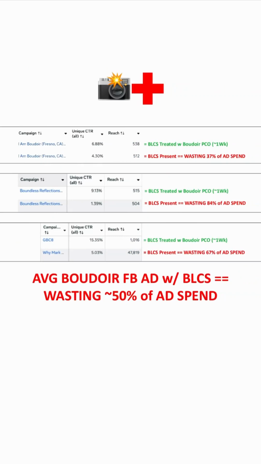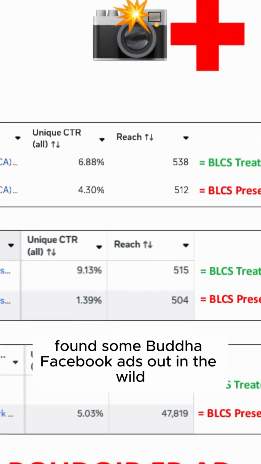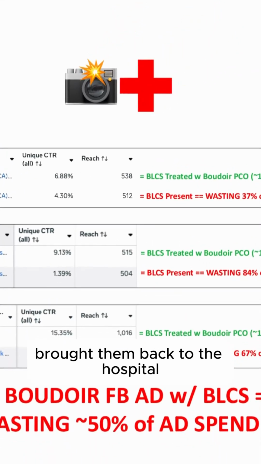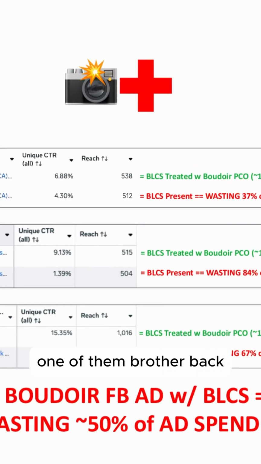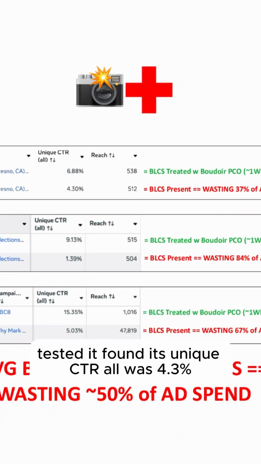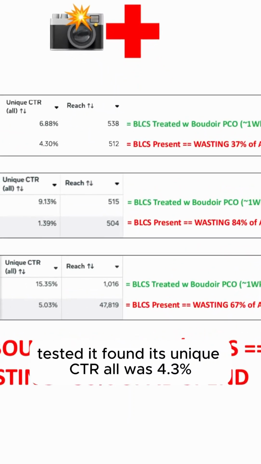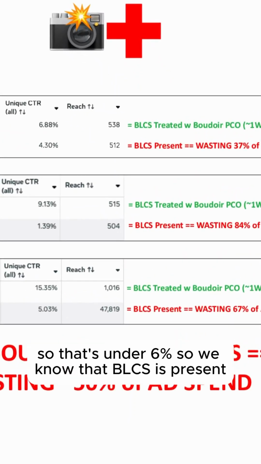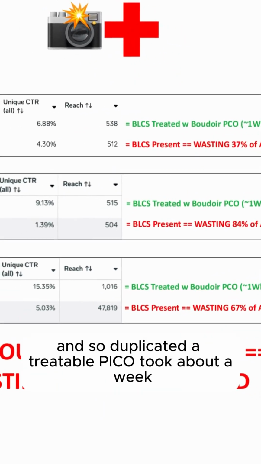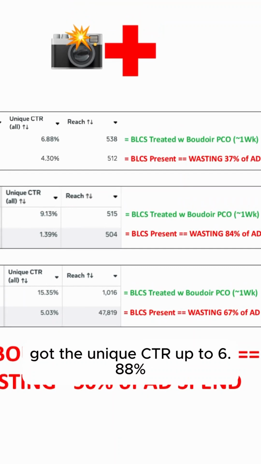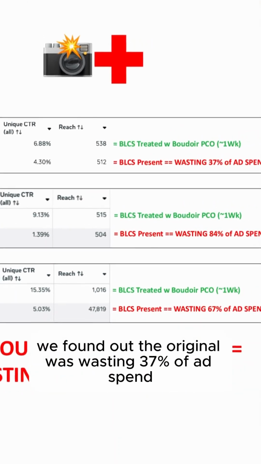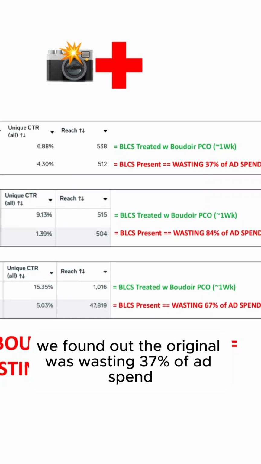Now, my residency went out there, found some Boudoir Facebook ads out in the wild, and brought them back to the hospital. One of them they brought back, tested it, and found its unique CTR all was 4.3%. So that's under 6%, so we know that BLCS is present. And so we duplicated it, treated it with Boudoir Pico. Took about a week, got the unique CTR all up to 6.88%. So we found out the original was wasting 37% of ad spend.